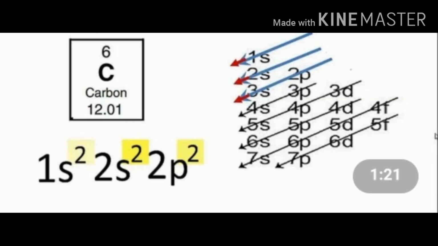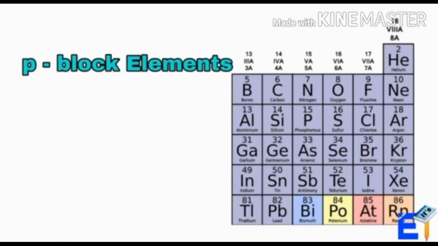Let us take one more example, carbon. Carbon has atomic number 6. The electronic configuration of carbon is 1s2, 2s2, 2p2. Here the last electrons, 2p2, enter the p orbitals. So that's why carbon comes under p block elements. The last electron must enter the p orbital.